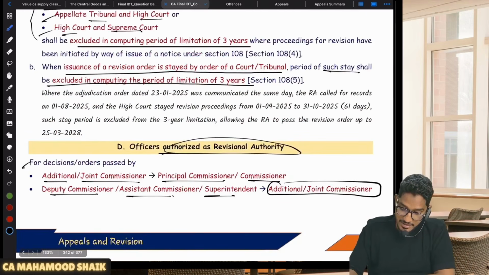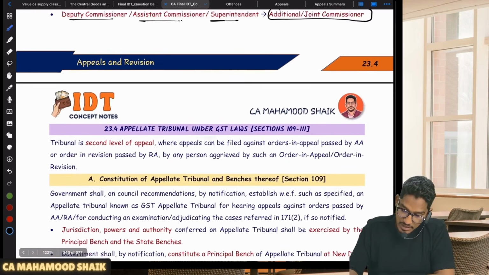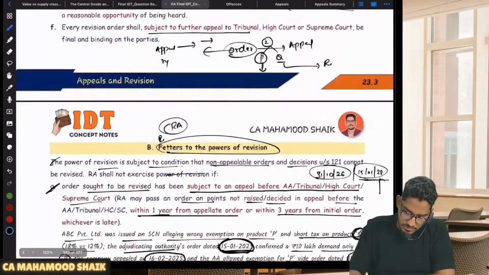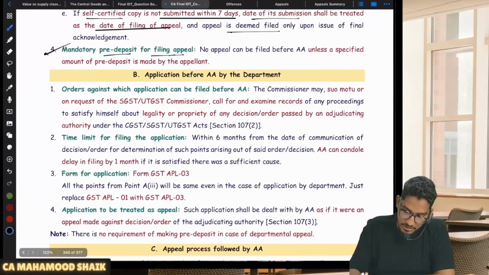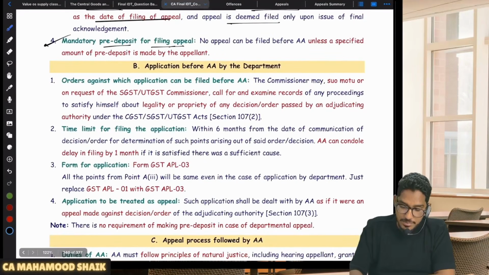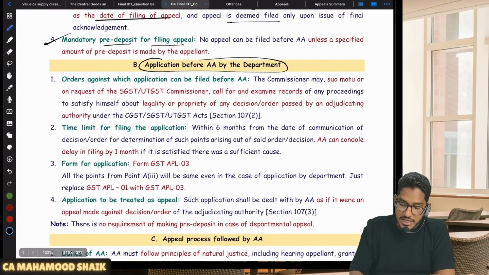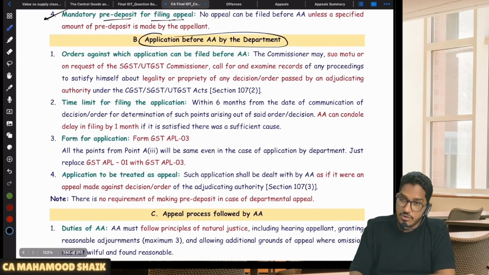Listen. Then the appellate tribunal. Okay, so this part we are done. Sir, how will the appellant do the filing, that we have seen. Now, application before AA by the department. Sir, how will the department do it? Orders against which an application can be filed.